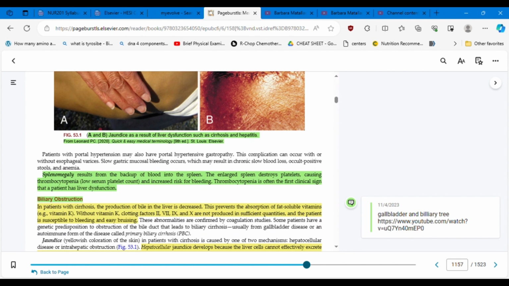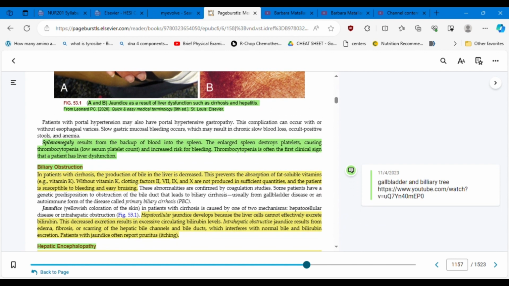Splenomegaly results from a backup of blood into the spleen. The enlarged spleen destroys platelets, causing thrombocytopenia. Now, when we read the enlarged spleen destroys platelets, we have to remember that the spleen is the organ that is going to try to make a balance in the platelet numbers, right? But when the spleen destroys platelets, causing thrombocytopenia, that is an issue already, an increased risk of bleeding. Thrombocytopenia is often the first clinical sign that a patient has liver dysfunction, of course, because this condition is causing the spleen to work the wrong way.